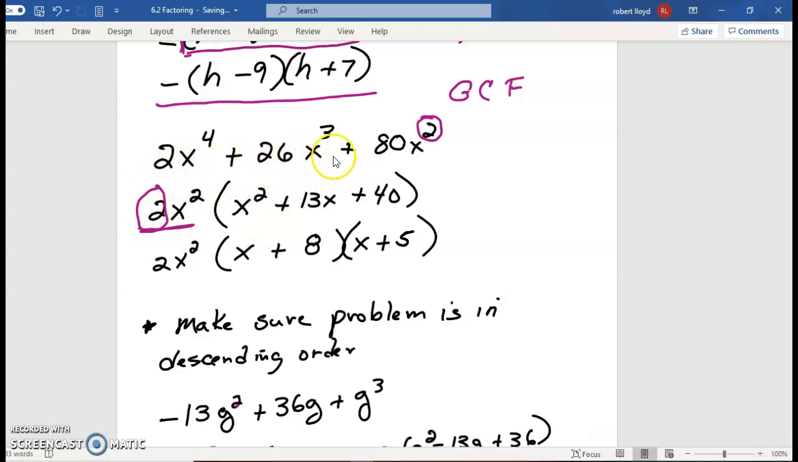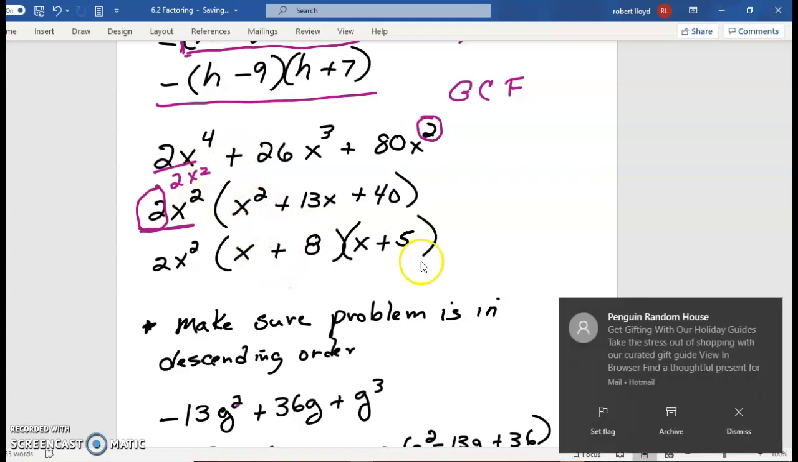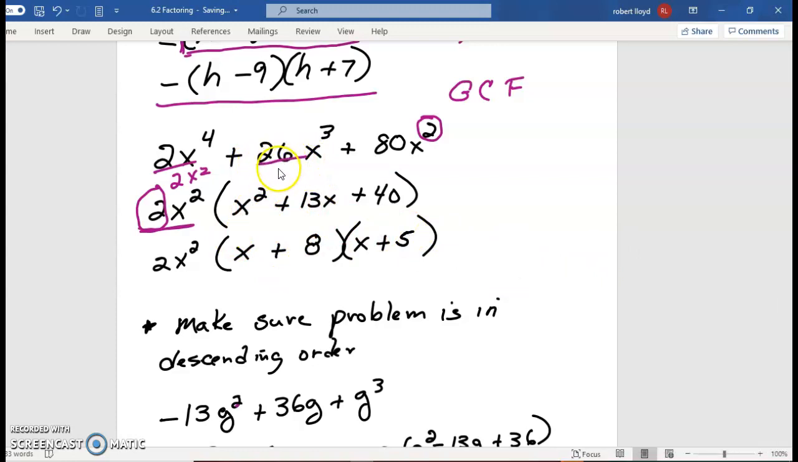When we divide each of these terms by our greatest common factor, which is 2x squared, we get x squared for our first term. And then when we divide the second term by 2x squared, we get 13x, and this one by 2x squared, we get 40. So again, if you distributed that 2x squared that you took out times each of the terms in parentheses, you'd be right back to where you started.